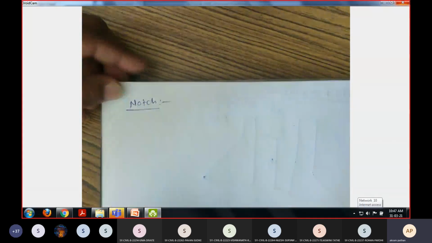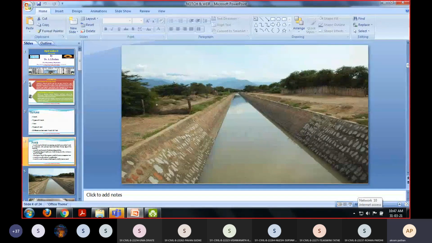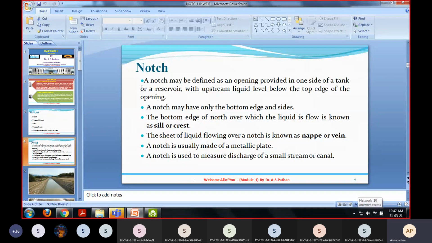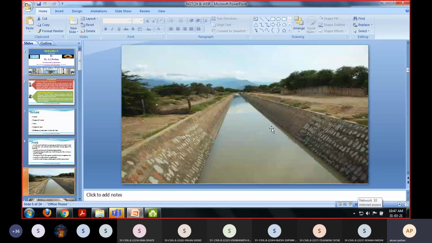Okay. First, I would like to discuss with you the definition of notch. A notch may be defined as an opening provided in one side of a tank or the channel or reservoir with upstream liquid level below the top edge of the opening. So if you want to measure the discharge at any location in the channel, we can measure it with the help of a notch.